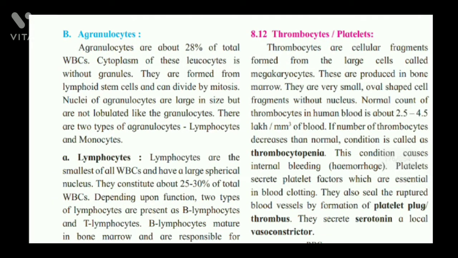B is agranulocytes. Agranulocytes are about 28% of total WBCs. The cytoplasm of these leukocytes is without granules. They are formed from lymphoid stem cells and can divide by mitosis. Nuclei of agranulocytes are large in size but are not lobulated like the granulocytes. There are two types of agranulocytes, lymphocytes and monocytes.